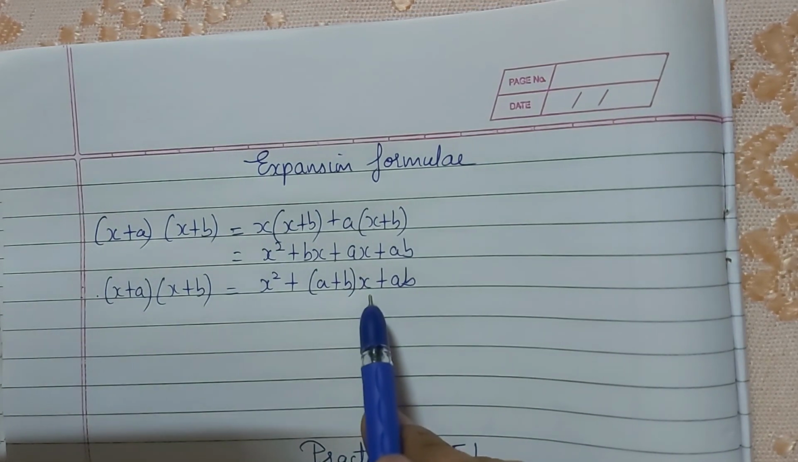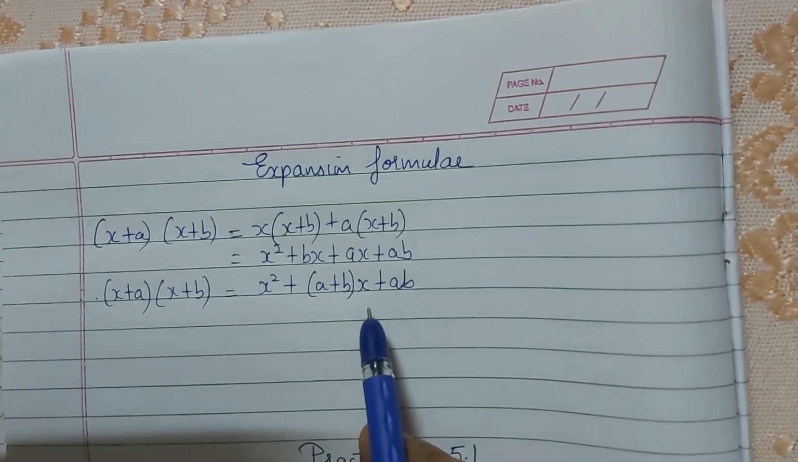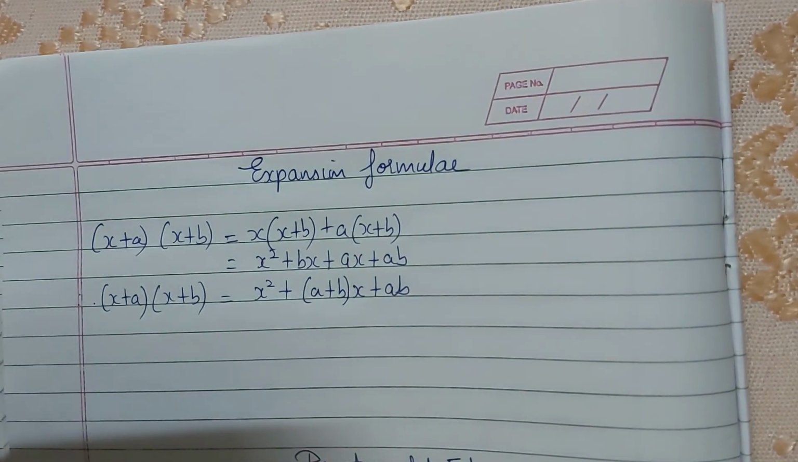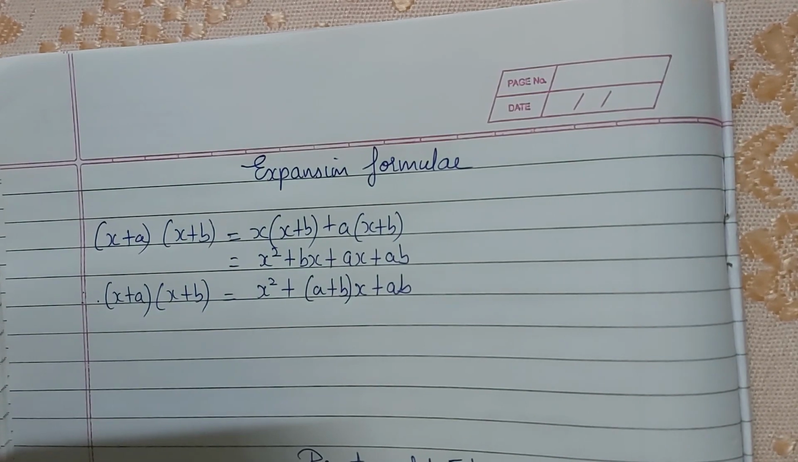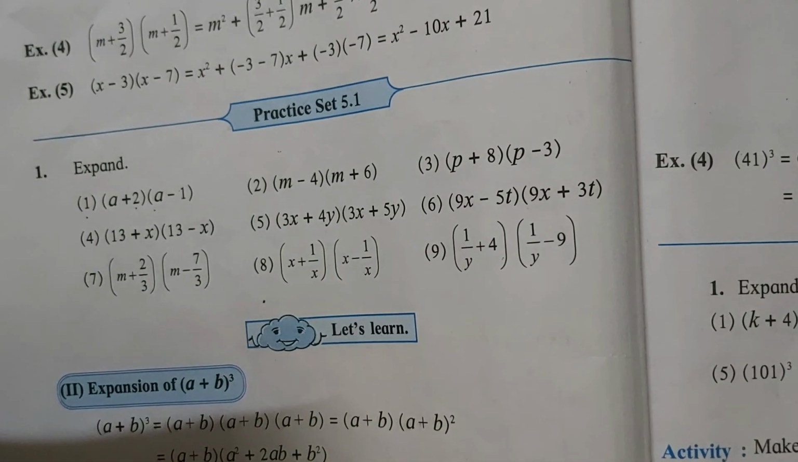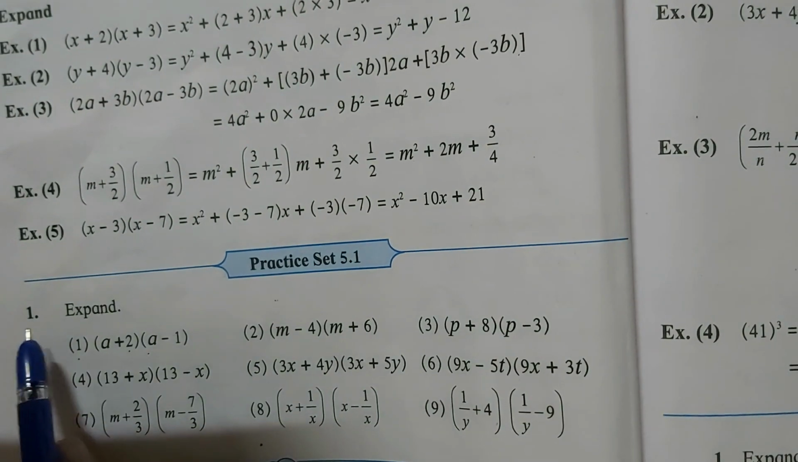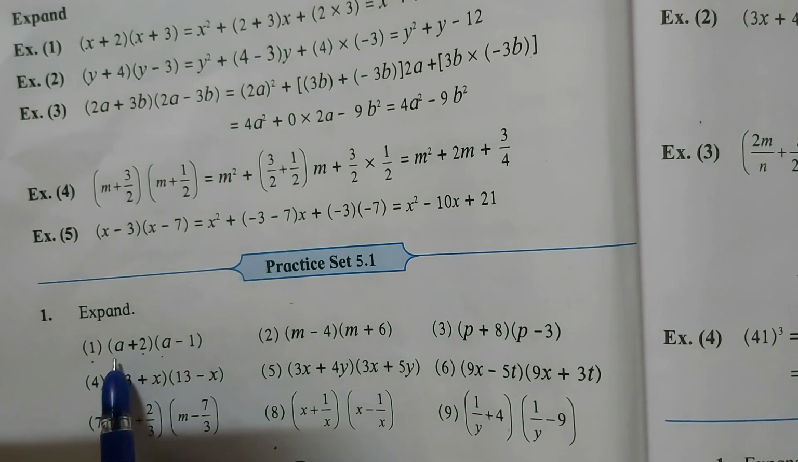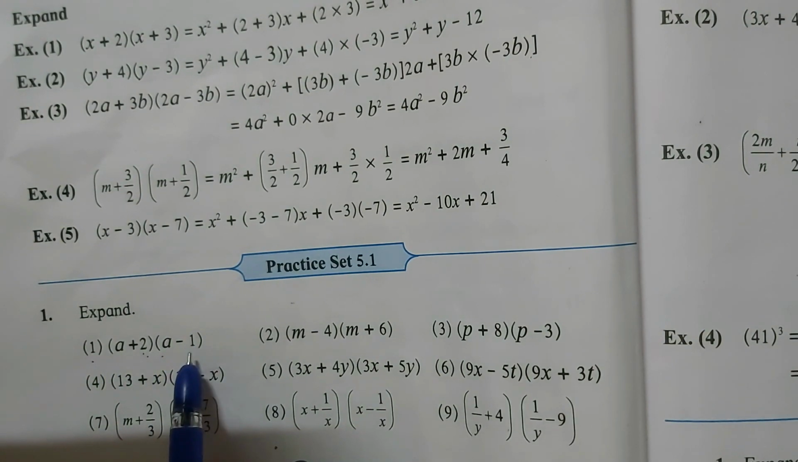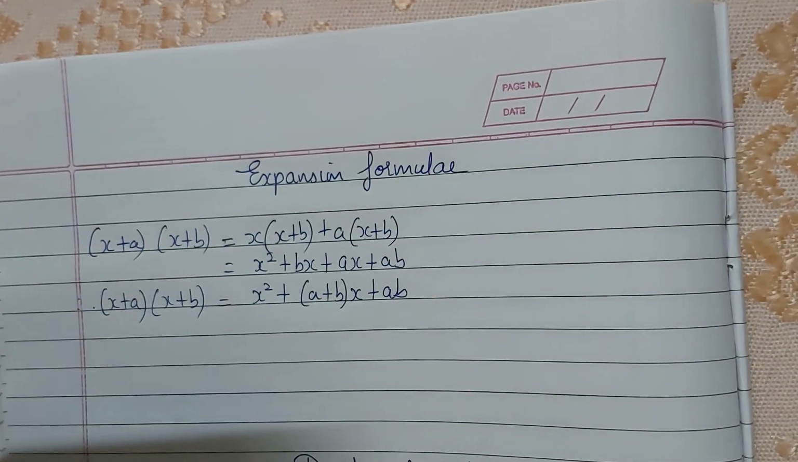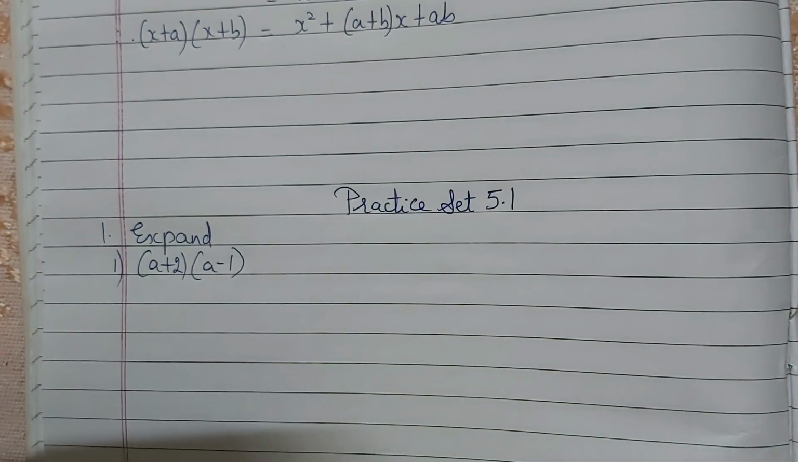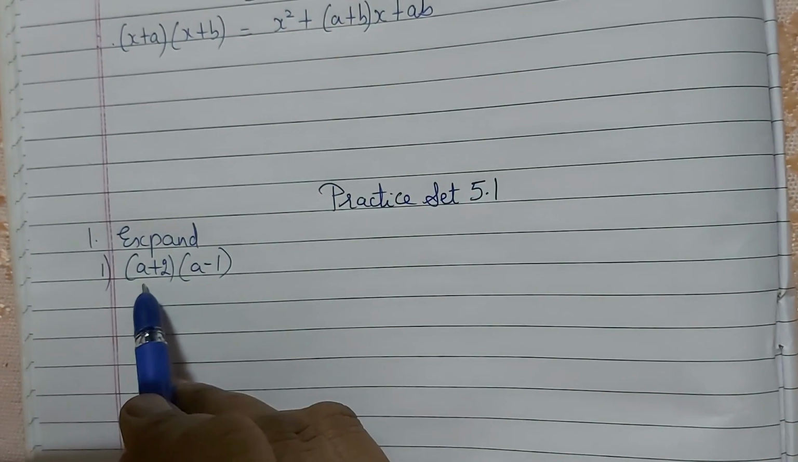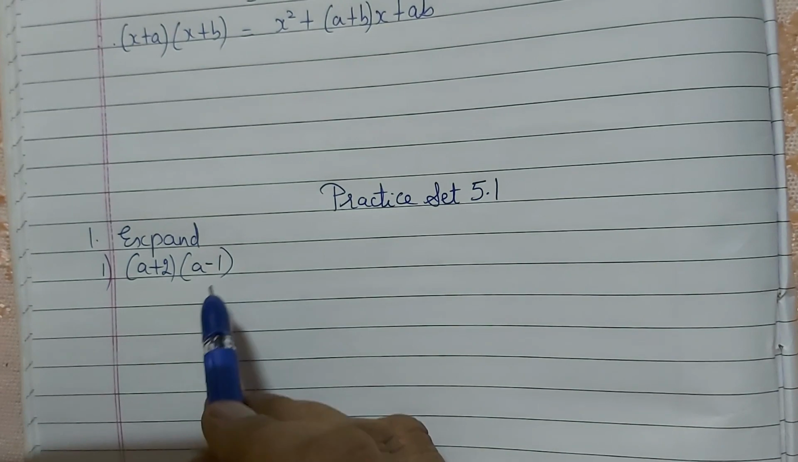So based on this formula we are going to solve our practice set 5.1. So children, you should know this formula very nicely. Now what is our first sum? In practice set 5.1, expand. What is the first sum? (a + 2)(a - 1).